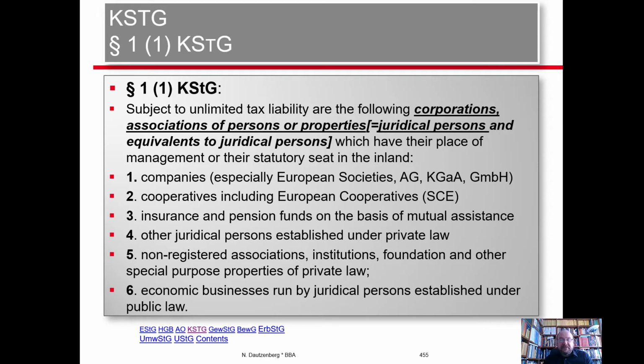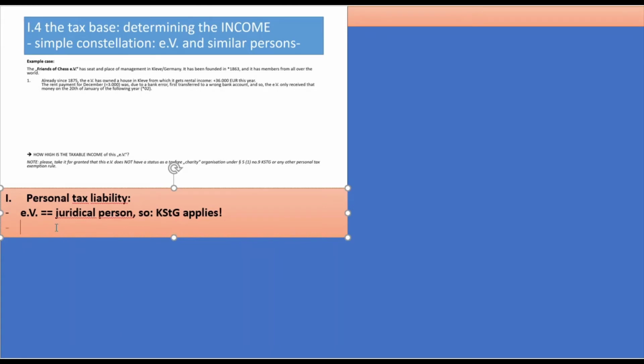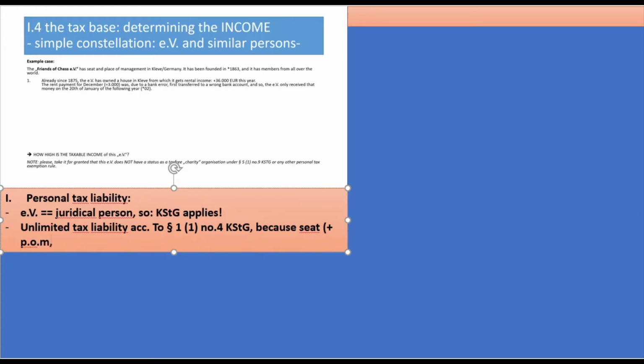But nevertheless, we still have to check, are the requirements also fulfilled? Yes, the place of management or statutory seat is in the inland. One of both is sufficient. We have even both in the inland, so indeed unlimited tax liability will be the case here, and so we can sum that up and register that in our case solution. So: unlimited tax liability according to paragraph 1.1 number 4 KStG, because seat plus place of management in the inland, namely Kleve, sorry, capital K.